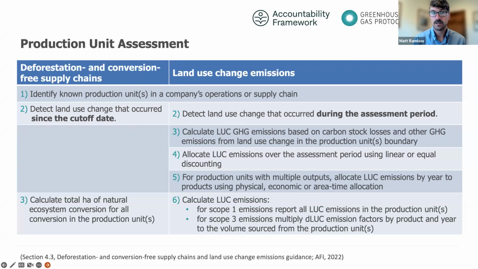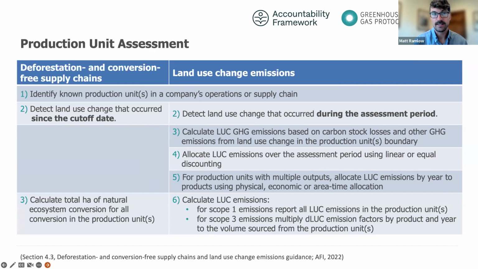For land use change, there are a number of additional steps because we layer in carbon stocks and other greenhouse gas emissions to the area experiencing land use change. Since it's a 20-year assessment period, we also have guidance on how you would amortize that over the assessment period over time using either linear or equal discounting. And then if it's a production unit producing multiple products, you would allocate land use change emissions to products using physical, economic, or area time allocation.